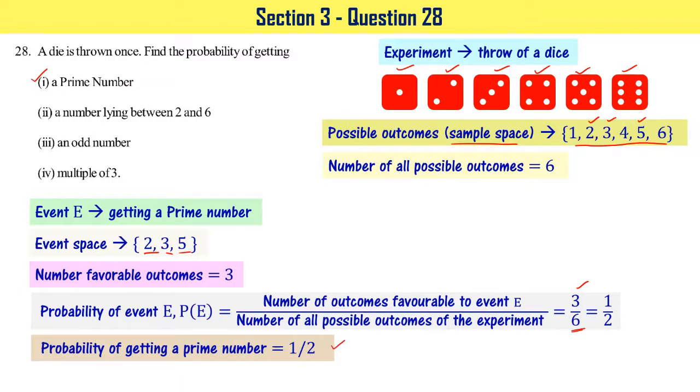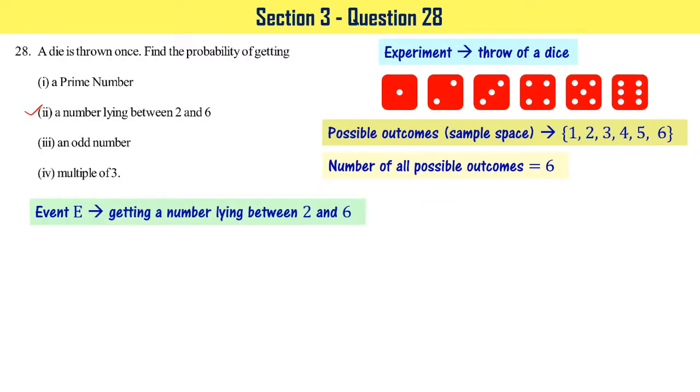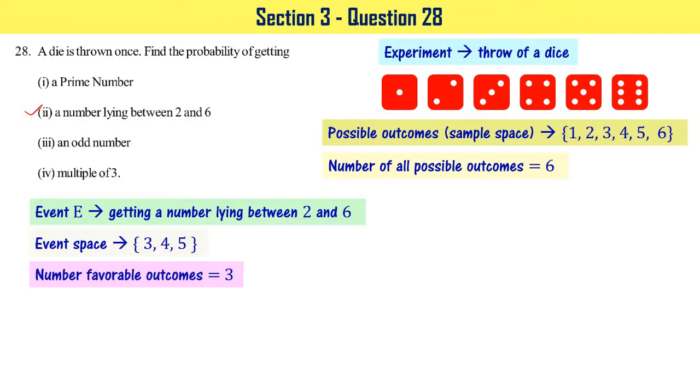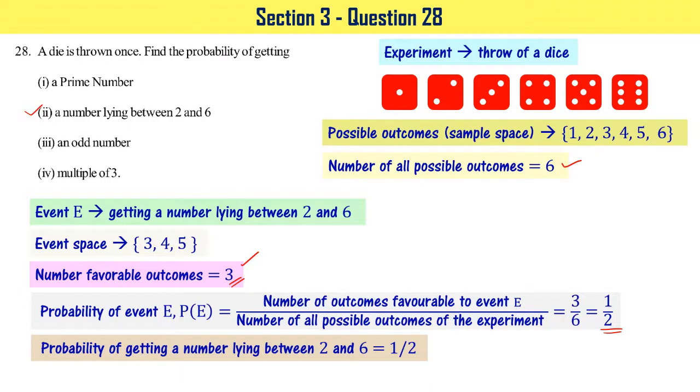Now let's go to the second part, that is a number lying between 2 and 6. Event E here is getting a number lying between 2 and 6. The numbers lying between 2 and 6 are 3, 4, and 5. So the number of favorable outcomes here is 3, right? So let's find the probability now. It is going to be 3 by 6, that is equal to 1 by 2. 3 is the number of favorable outcomes and 6 is the number of all possible outcomes. So to answer the question, the probability of getting a number lying between 2 and 6 is half.